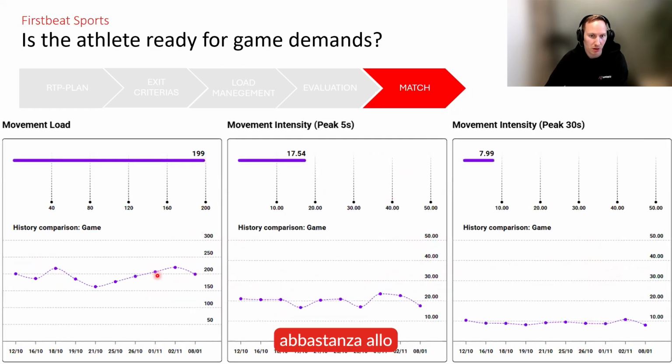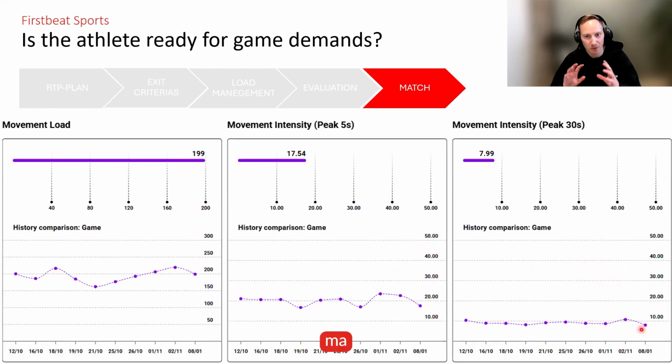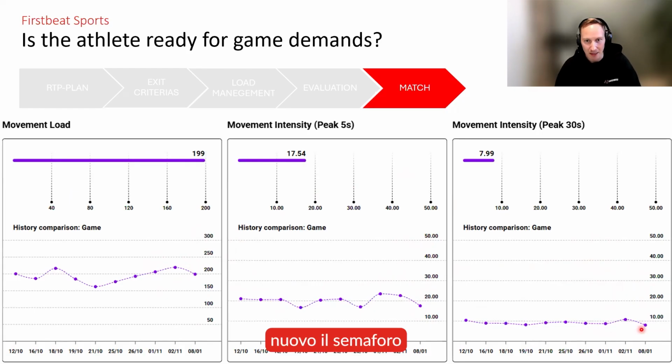Movement load, quite on the same level. Movement intensity peak, a bit lower, maybe not that optimal, and the movement intensity peak is also a bit lower. But quite on the same level as pre-injury. So green light again, the player can still continue to play. But of course, monitor his load, a bit increased TRIMP in the first game after the injury.